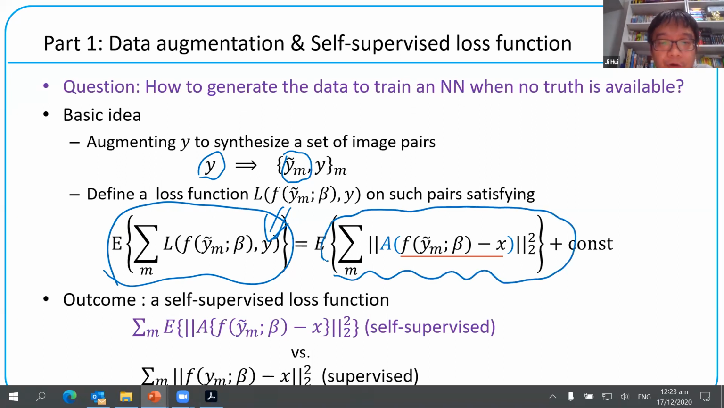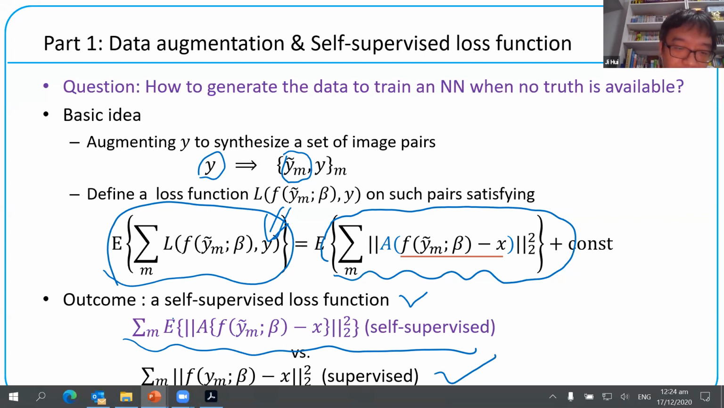So suppose I can achieve this, what do you have? You define a self-supervised loss function on some data augmentation scheme. Compared to the supervised counterpart, it's weaker. First, you have an expectation, but the expectation is usually fine because it is an expectation over all image pixels. You have millions of image pixels, so it's not a big deal. The big deal is that it is only defined on the range of A, which makes it weaker.